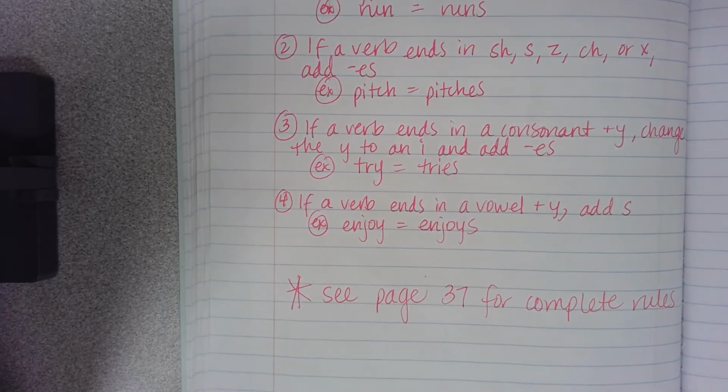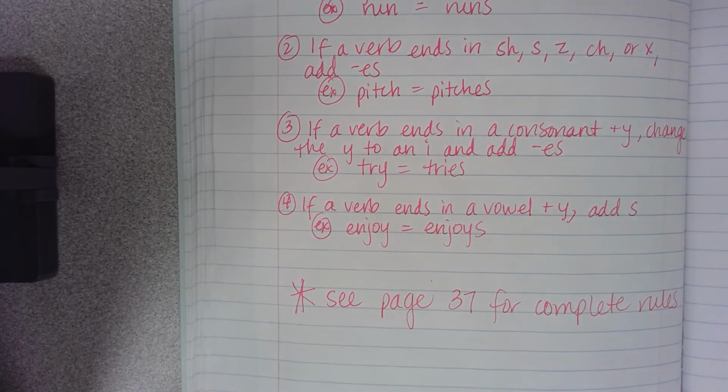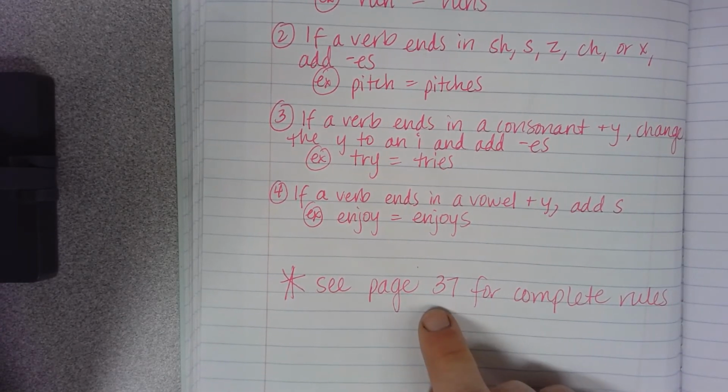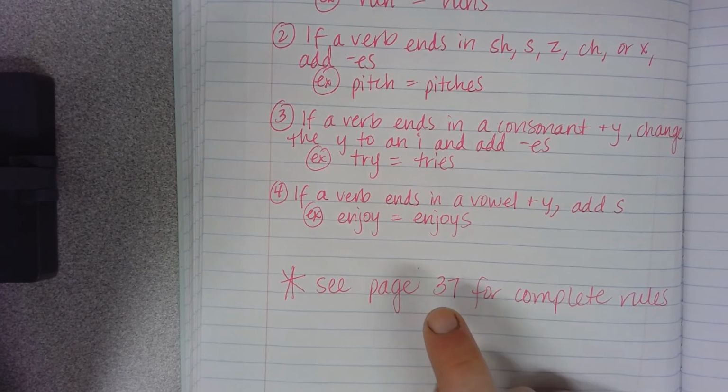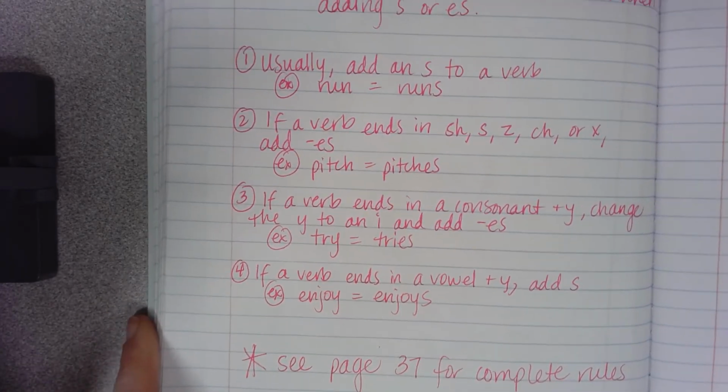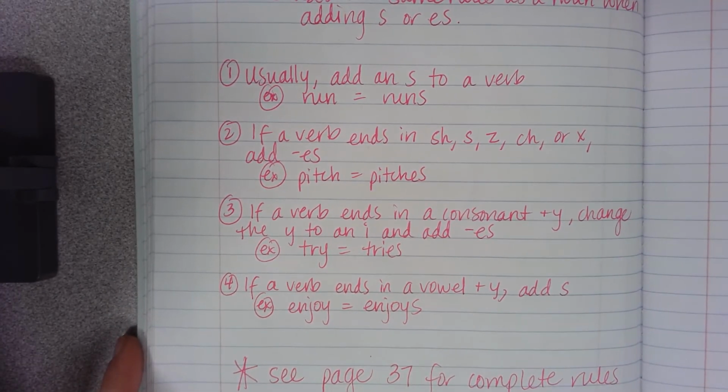Now, you need to find what page number yours is on. Yours may not be page 37. Yours possibly could be, but I'm assuming it's probably going to be around page 37, if not less than that. So you need to find where it is in your book, not mine, but where it is in yours, and write this note in here so that you have that quick access to that chart in case you need it.